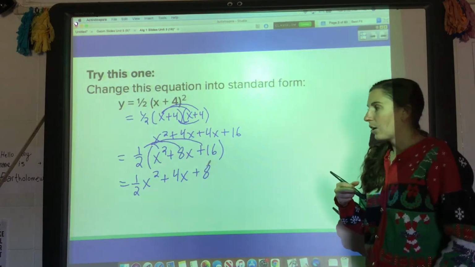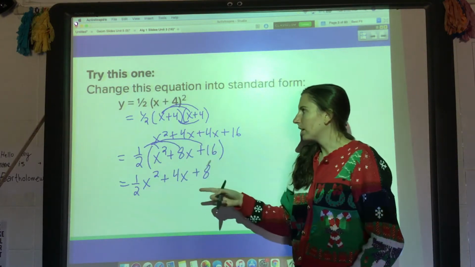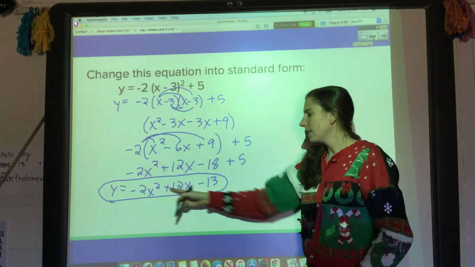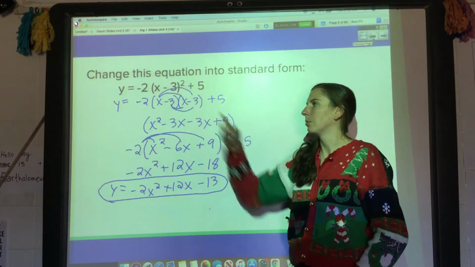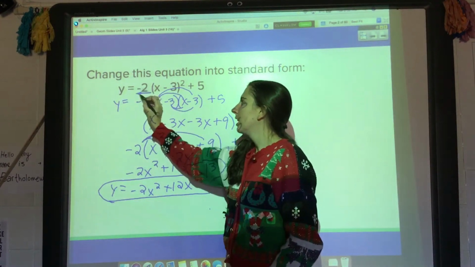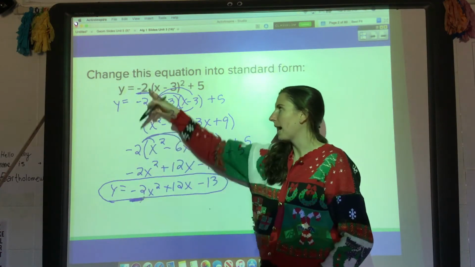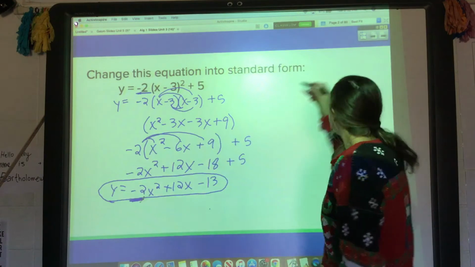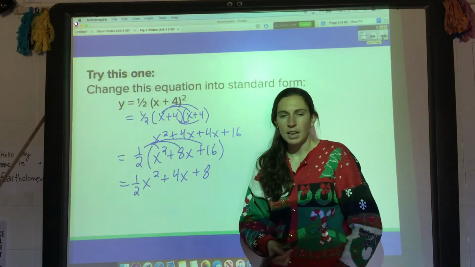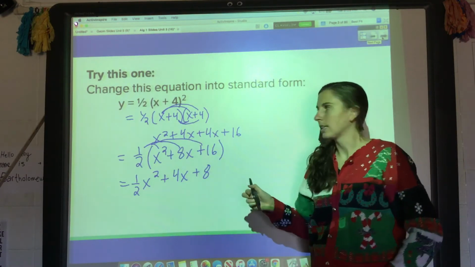I did want to point out a couple things. These numbers don't always match up with this number, like you'll see on that first one as well. These numbers don't always match up with these numbers, but whatever's in front matches the leading coefficient. The leading coefficients match in this case, and they do here as well. 1/2, 1/2. That actually always happens. The leading coefficient always stays the same.